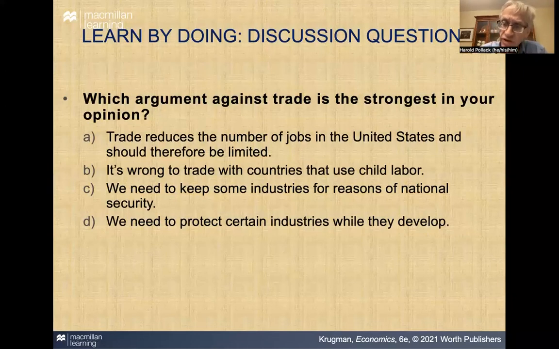We need to keep some industries for reasons of national security. That certainly can be a real issue, especially if you think about the United States and China, United States and Russia. Presumably, we would not want to have cybersecurity firms located in Russia. And we may want to nurture certain industries as they develop. Many people have said we should be doing that with solar panels right now in the United States, things like that. So these are interesting arguments to think about.